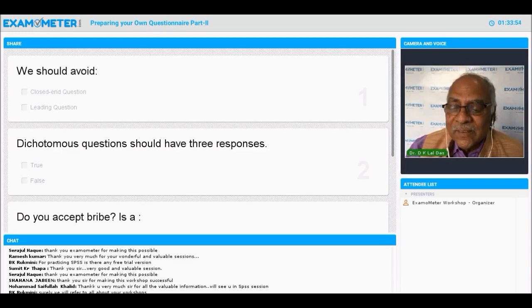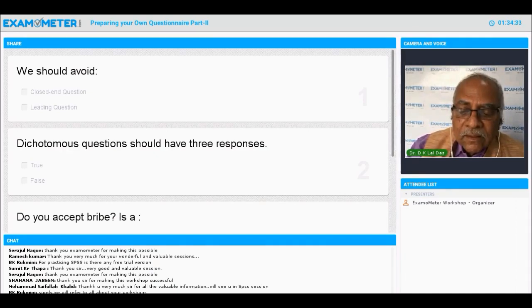They are asking for the answers of quiz one. Oh yes, sure. So I'll tell you. What is the first question? We should avoid leading questions. Is that the correct answer? 68% of people have said yes, correct. Dichotomous questions should have 3 options. False. Yes, 80% of people have said the correct answer. Do you accept a bribe? It is a threatening question, not leading. There were only 3 questions, sir. Would you like to have tea or coffee? It is a double-barreled question. Many of you have said it correctly. So it is a double-barreled question.